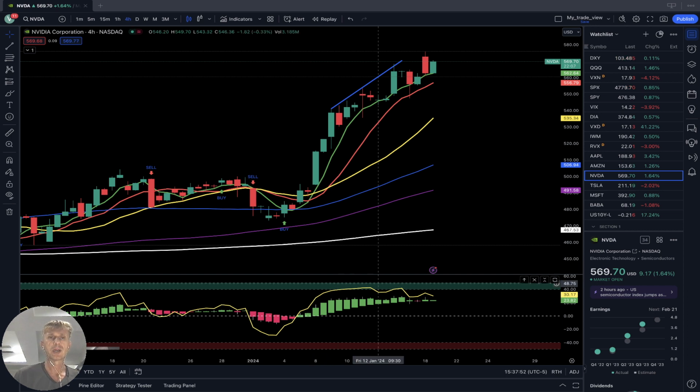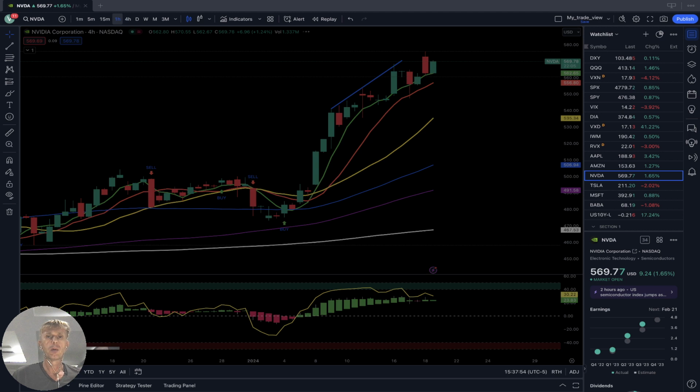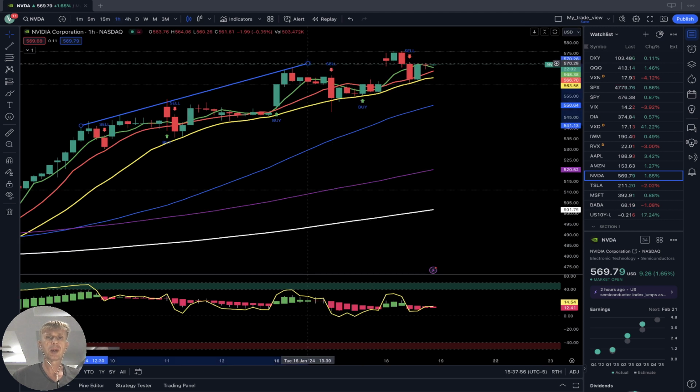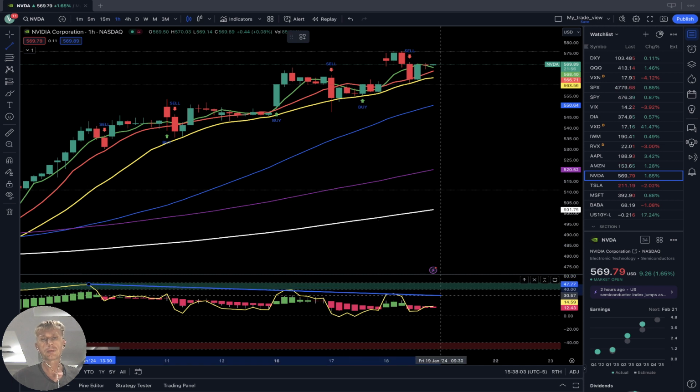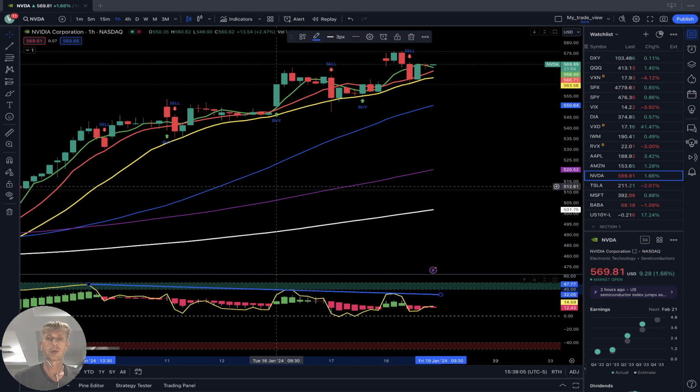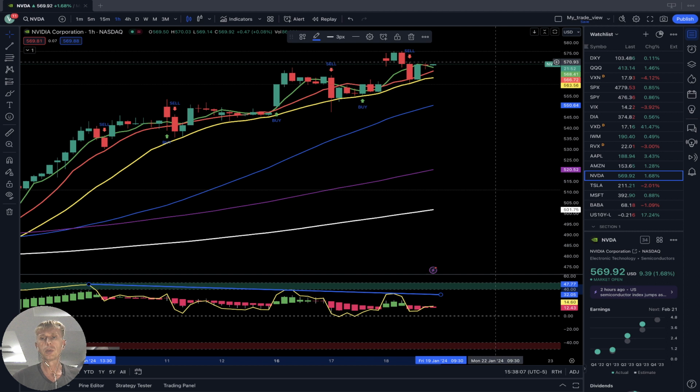Bearish divergence on RSI. 1 hour time frame, bullish trend. Bearish divergence on RSI, right? It wants to have correction, but still bullish.